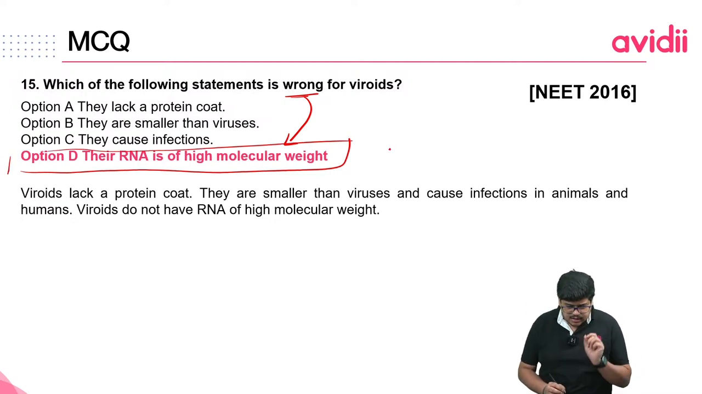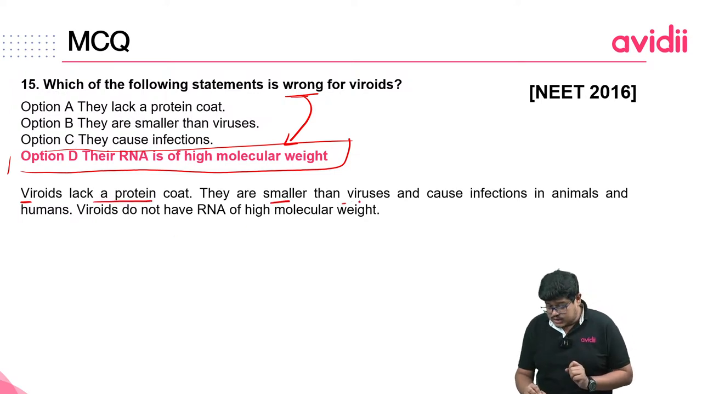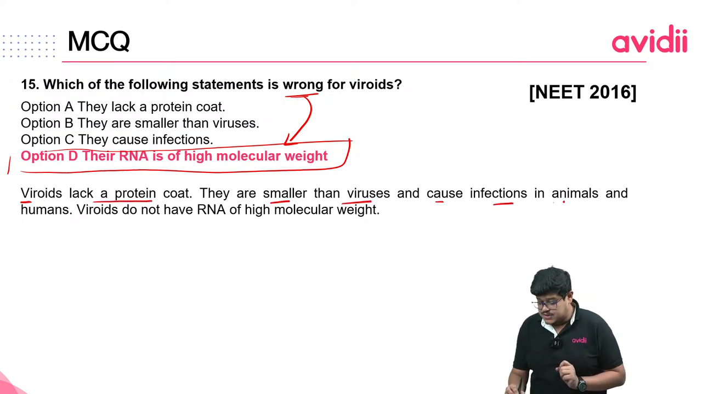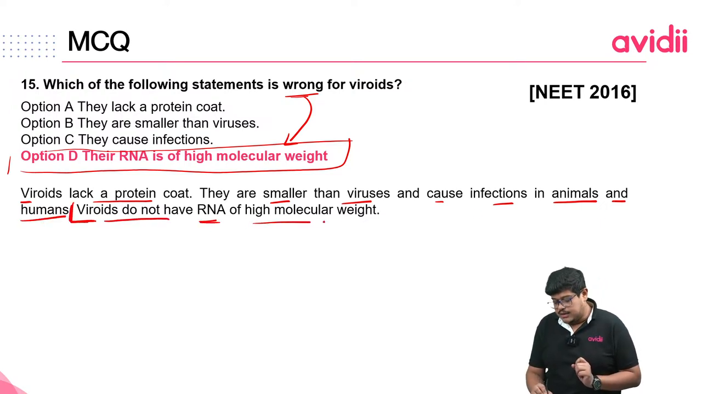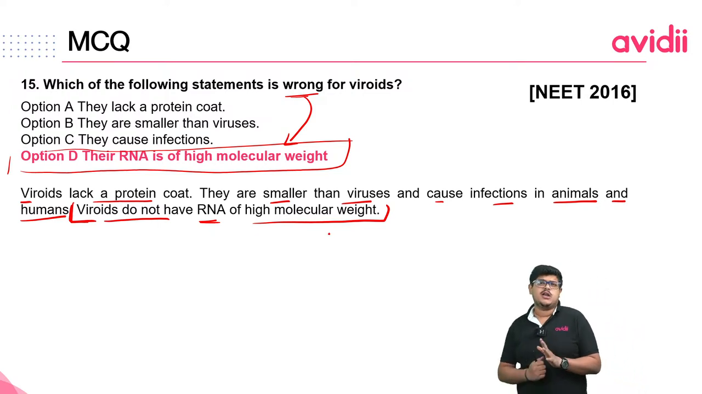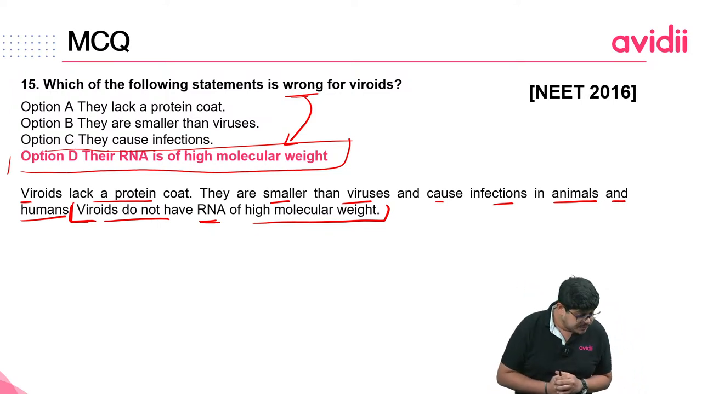So let's see the detailed solution. Viroids lack a protein coat, correct. They are smaller than viruses and cause infections in plants. Viroids do not have RNA of high molecular weight. They have RNA of low molecular weight.